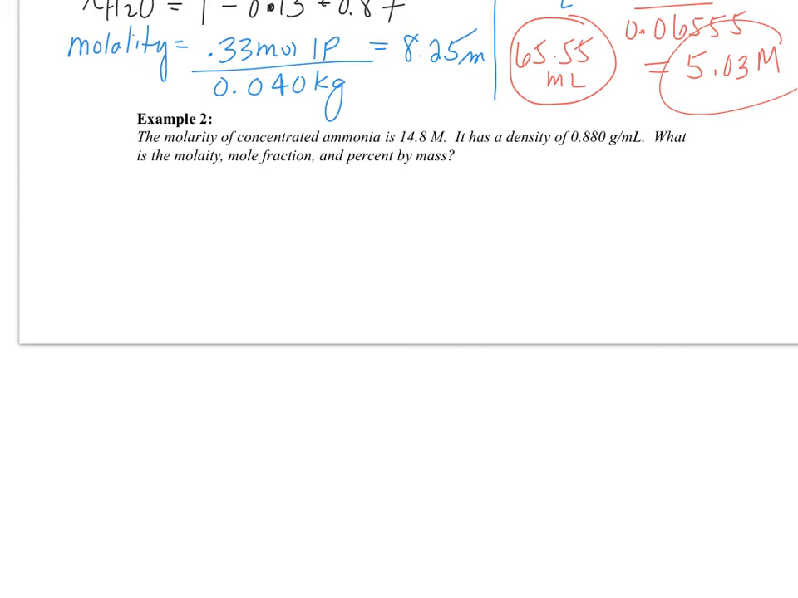Okay, we have a second problem here. They give us the molarity of concentrated ammonia is 14.8. It has a density of 0.880 grams per milliliter. What is the molality, mole fraction, and percent by mass? Okay, so the first thing that I want to do is get my moles, which I already know is 14.8 moles, and we have 1 liter of solution. So let's figure out what our total solution is.